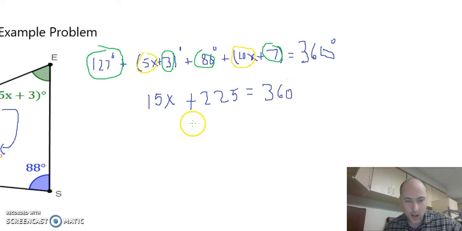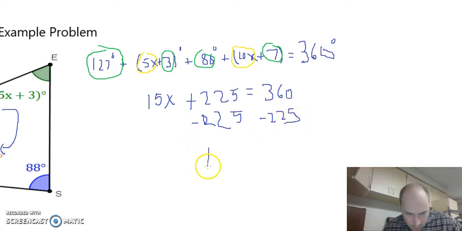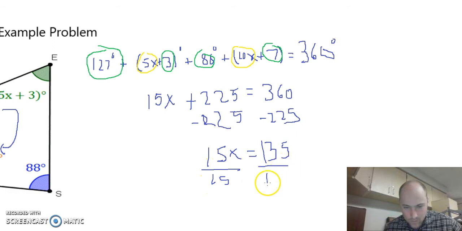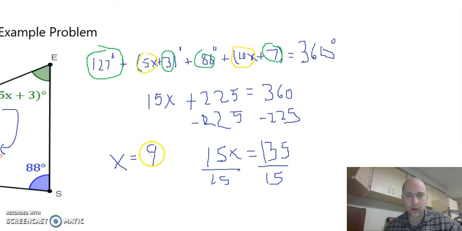Then finally, we just do our algebra moves. Subtract 225 from both sides, always from both sides. Sorry, my handwriting is not very good on the computer. We're left on this side with 15x, and on this side 135. The last step is to divide both sides by 15, and we should find that x equals 9. So this is just one example of how we can use the interior angles theorem for polygons to solve a problem.